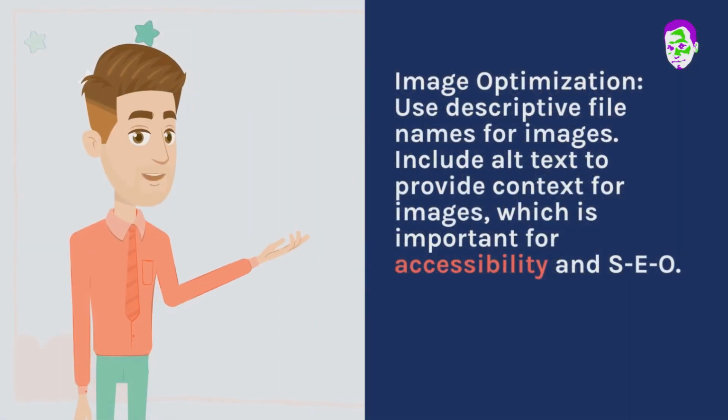Image optimization. Use descriptive file names for images. Include alt text to provide context for images, which is important for accessibility and SEO.